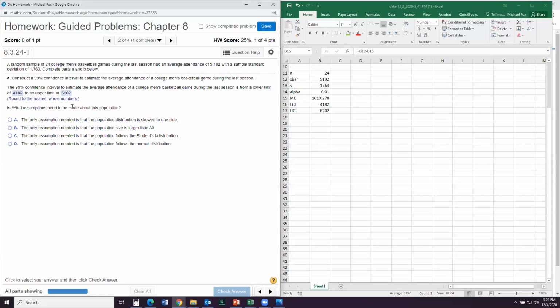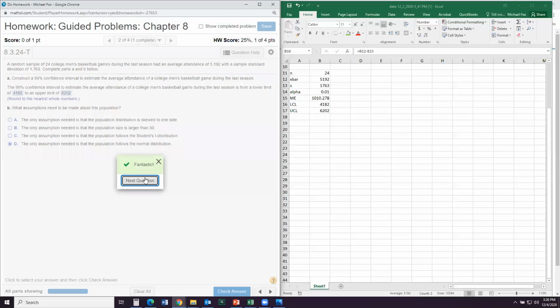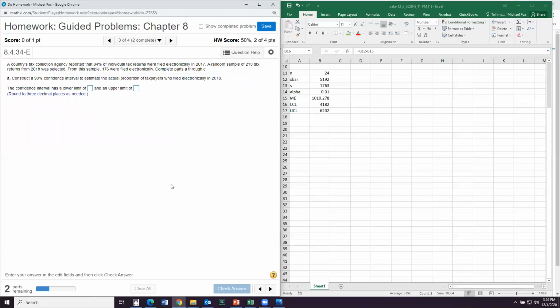All right, so it says what assumptions need to be made about the population. And the only assumption I know that we have to make about the population is that the population is normally distributed, or that it follows a normal distribution. There we go. All right, problem number 3.